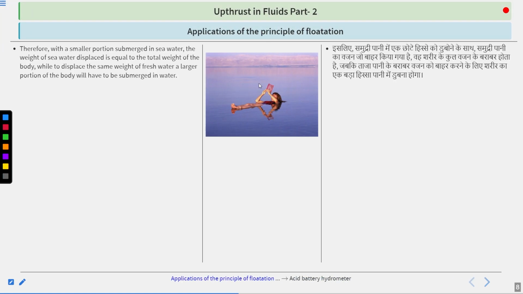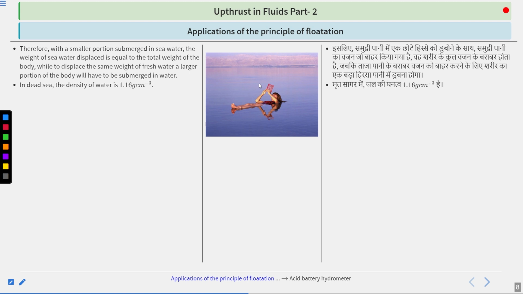Therefore, with a smaller portion submerged in seawater, the weight of seawater displaced becomes equal to the total weight of the body. So it gets balanced, and now the swimmer can easily swim in the water. While to displace the same weight of fresh water, a larger portion of the body will have to be submerged in water, so that the weight of the body becomes equal to the weight of the displaced liquid.